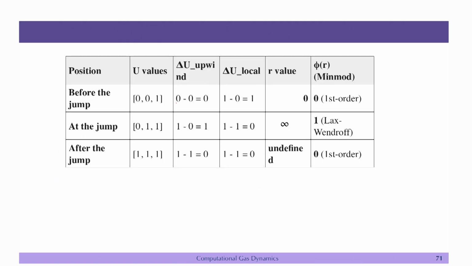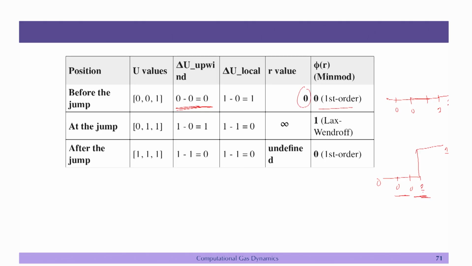So, let us say you have a cell which has the values 0, 0, 1, 1 and 1. Let me represent it in a different way. So, this is 0 and this is 1. If you look at this value, let us say this is 0, 0 and this is 1. So, you calculate the slope here. The r value is basically, this is 0 and this is 1, so the r value is 0.